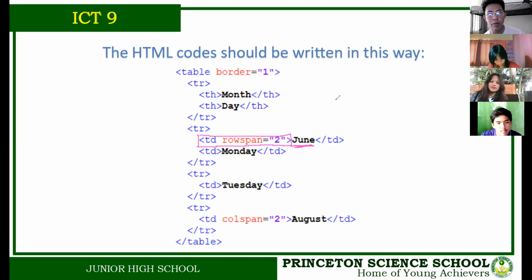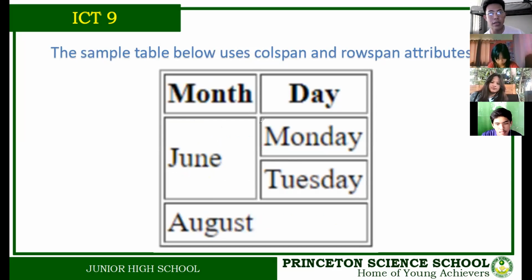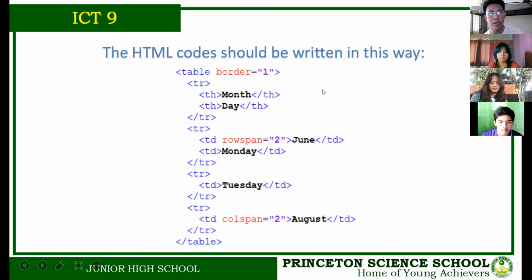Okay, so going back, there again, the June is consuming 2 rows. That's why it is going to use row span. And then for the August, it is consuming 2 columns, so we are using col span. So basically the row span and the col span, we are using them for either our TD or the TH. Okay, so that is where we can use our col span or row span.